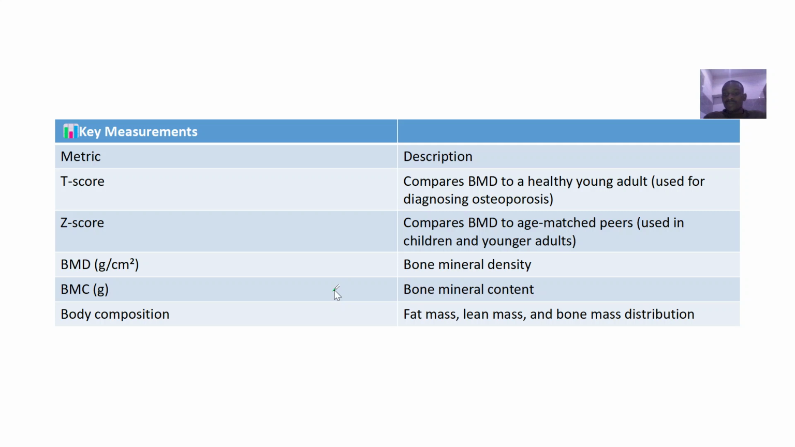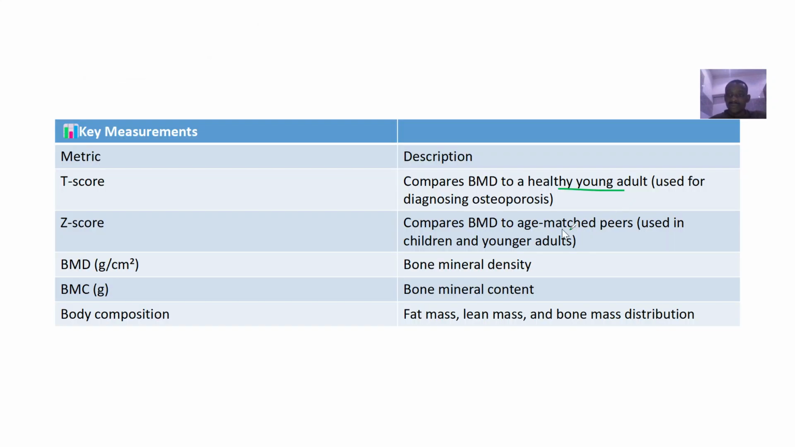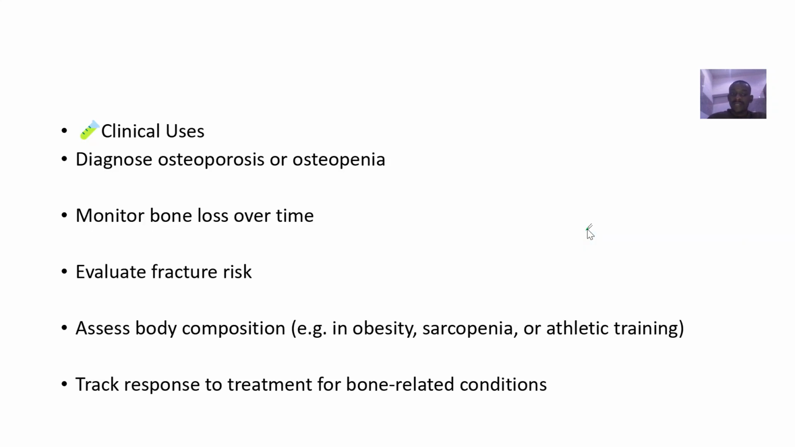So this is a measurement, right? T-score is the one that is healthy young adults. Z-score is your age peers, and all of that. So clinical uses can be to diagnose what? Any condition that has to do with weak bones, like osteoporosis, osteopenia. Can monitor bone loss over time, evaluate fracture risk, assess body composition, and track response to treatment for bone-related conditions.